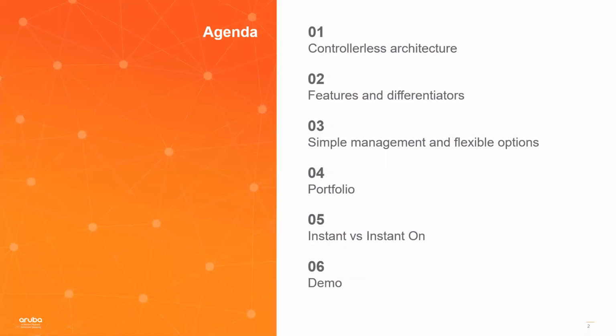So for our agenda, I want to talk to you first a little bit about the controllerless architecture in general. We'll talk about how Instant actually works there. Then we're going to spend a lot of time talking about the features and differentiators that the Instant line brings to the table. We'll talk about all the ways that you can manage or scale out and how flexible Instant can be. Then we'll take a look at all of the access points in our portfolio. We'll spend a little bit of time comparing and contrasting Instant versus Instant On, and then we'll end with the demo.